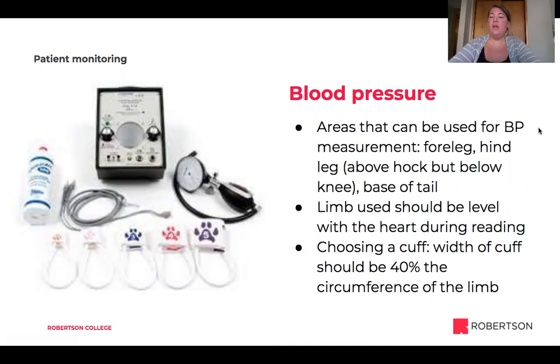So where can we place the cuff? The foreleg. The hind leg, if we're going to use the hind leg, it's above the hock, but below the knee, so kind of in that middle zone there. Or we can also use the base of the tail. My preference always is the hind leg. That I find is the easiest one to get an accurate reading with. When we are taking a blood pressure reading, we do want to make sure that the limb that we're using is level with the heart. So we don't want it up in the air. We don't want it hanging off the table. We want it all level.